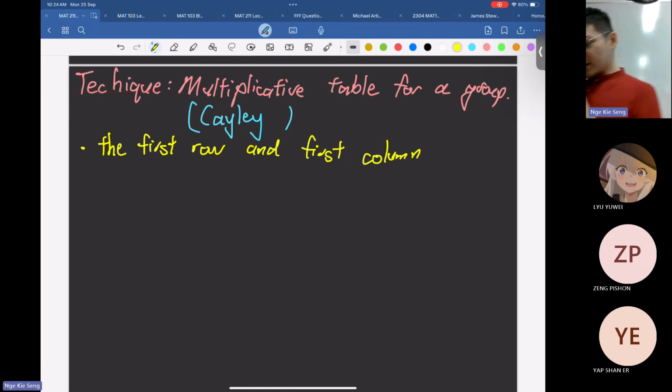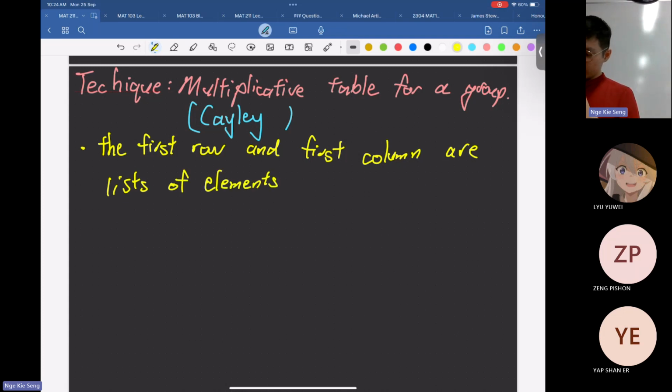Okay, so we do a similar thing. The first row in our case is simple. The first row and first column are the same. We just list down all the elements in the group, so it's a symmetric table. And then we need to have some names for all the columns.